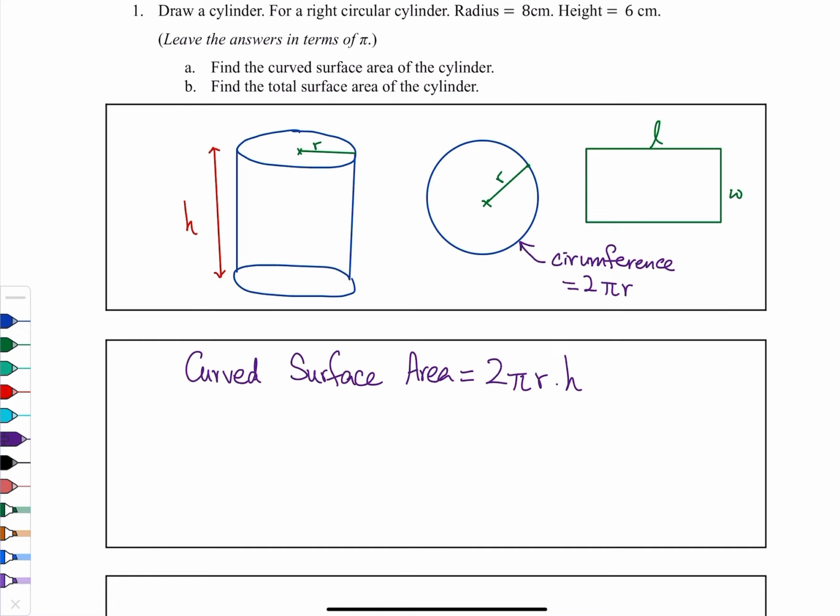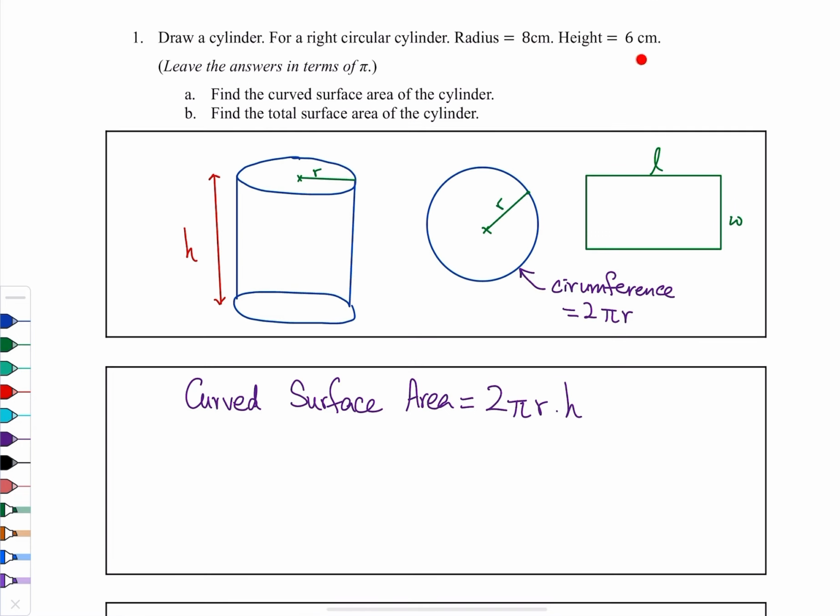So 2 pi r h. 2 pi r h is the curved surface area of a cylinder. Cylinder CSA, curved surface area is 2 pi r h. Okay, cool. So usually in the question itself, they will be giving you the radius, the height, and everything.